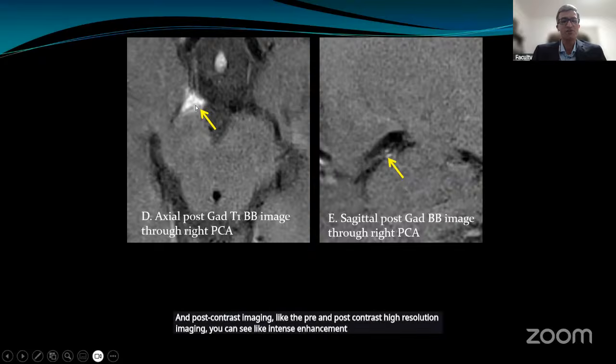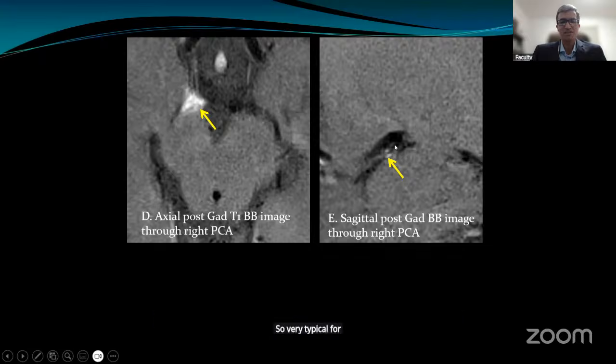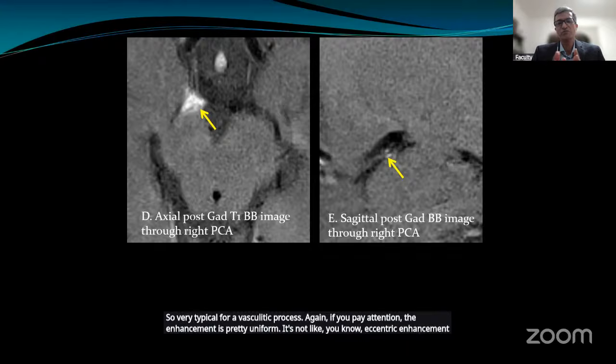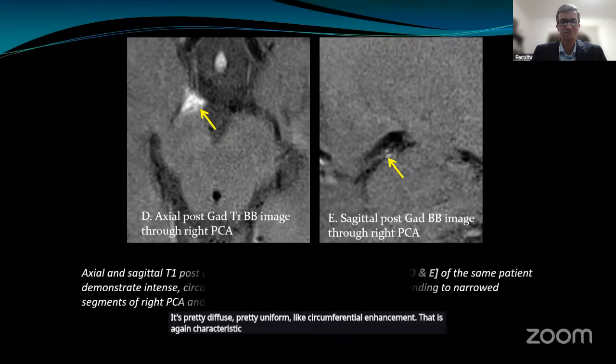On the pre and post-contrast high resolution imaging, you can see intense enhancement along the vessel wall of the affected segment of the PCA. And you can see the enhancement goes much beyond the vessel wall, that is, the perivascular enhancement is there. Very typical for a vasculitic process. Again, if you pay attention, the enhancement is pretty uniform. It's not eccentric enhancement. It's pretty diffuse, pretty uniform, circumferential enhancement, which is again characteristic for a vasculitis.